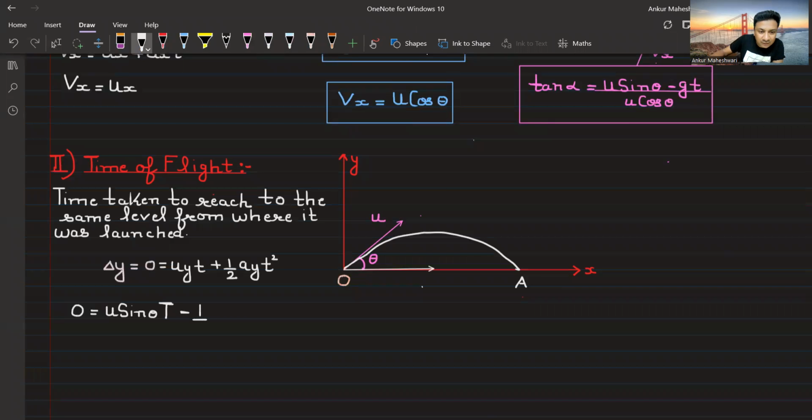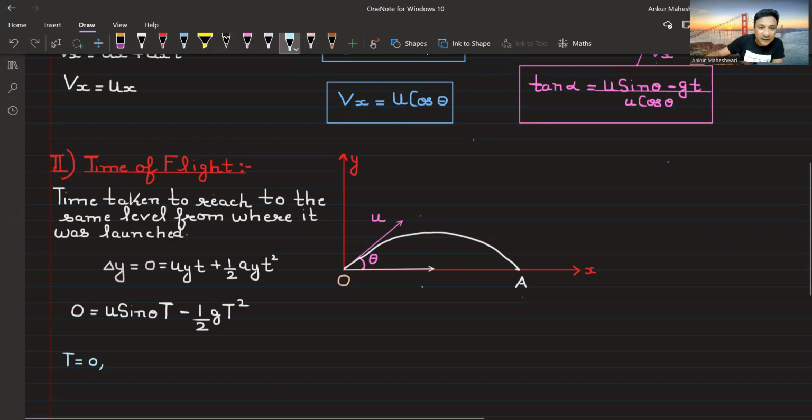Ay is minus g, and this is t square. Now, guys, if you solve this above equation, you'll get the value of t. First is 0. So definitely 0 can't be my answer, because 0 is there because the body is at the origin at t equals 0. So delta y is also 0 at this point.